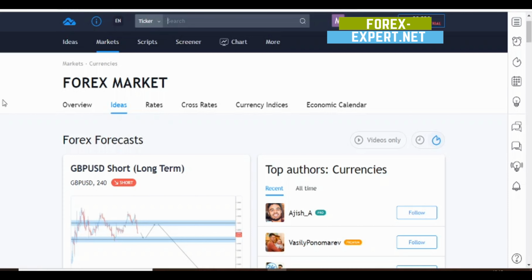Those are the best ways to find trading opportunities.